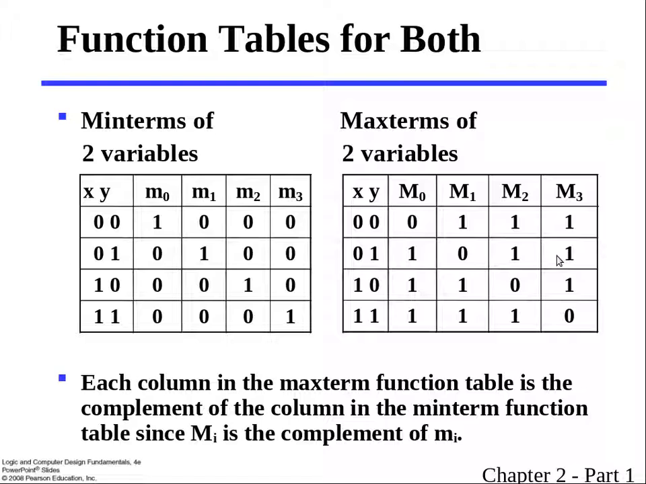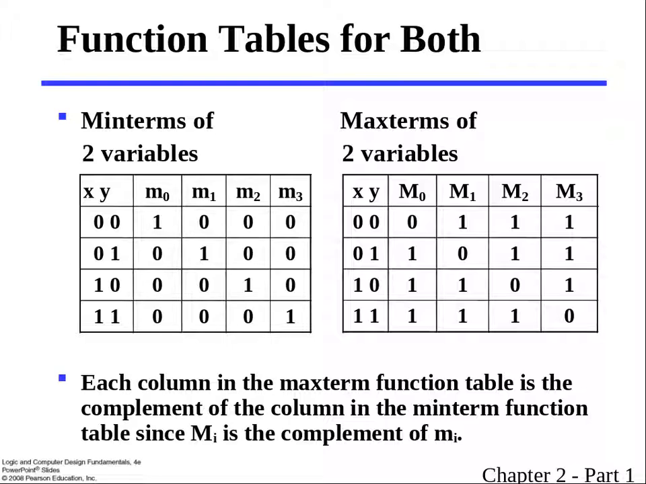Does this table make some sense? Do I need to write any of these out? All right, let me write one out. Which one do you want me to write out? Literally any of them. All right, we'll do M2 of 0, 1. So M2, what is that?